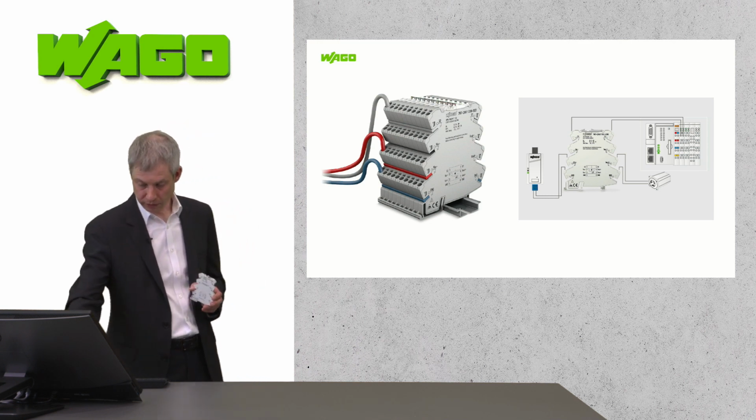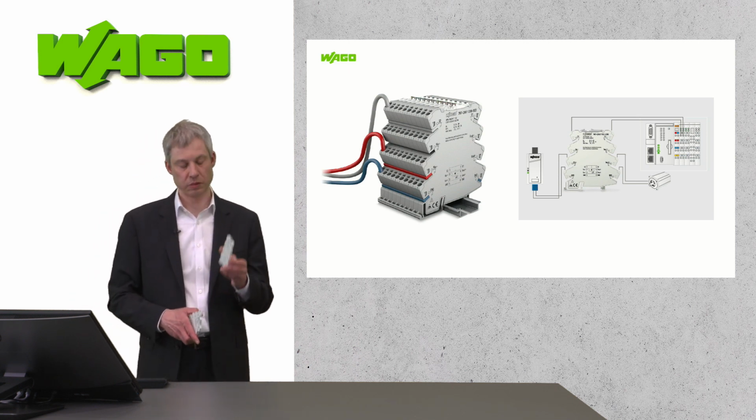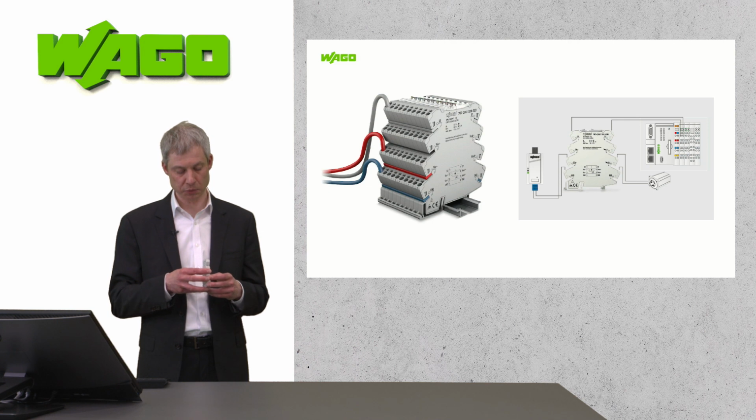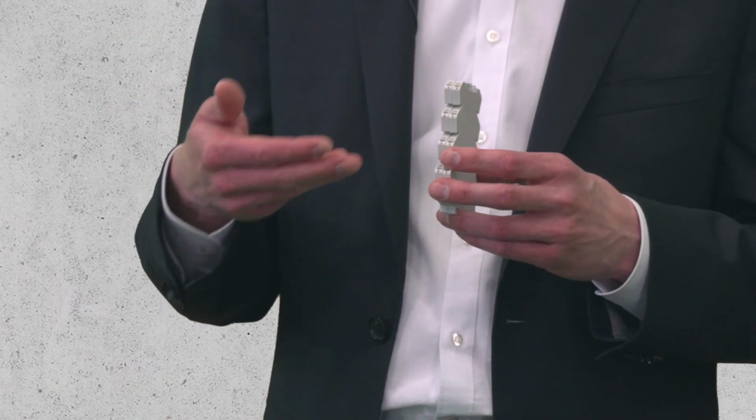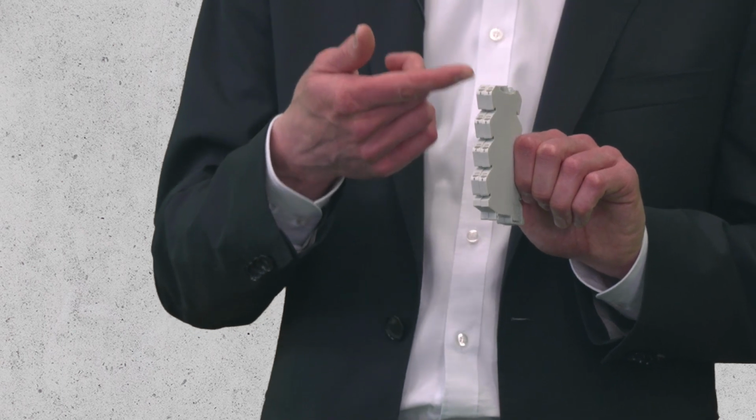The electronic circuit breakers can be used standalone or in combination. Up to 10 can be jumpered with jumper bars, and therefore we have these slots here.